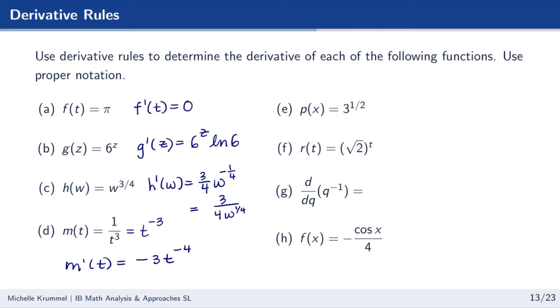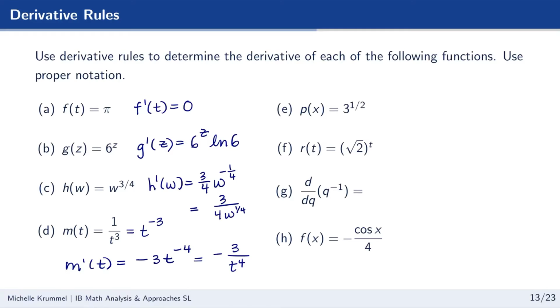Remember, we're going to subtract 1, so you have to be careful when your exponent is negative. You have a negative number and then subtract 1 from it. So we end up with negative 3t to the negative 4. If we simplify that so that we don't have a negative exponent, it would be negative 3 over t to the power 4.